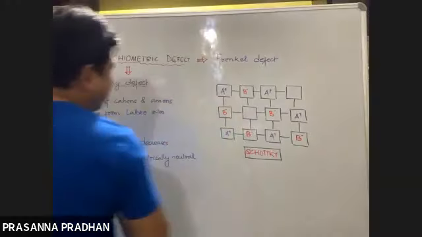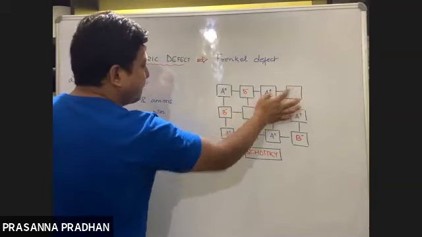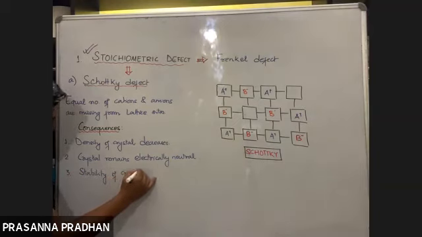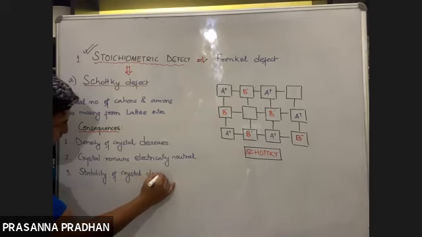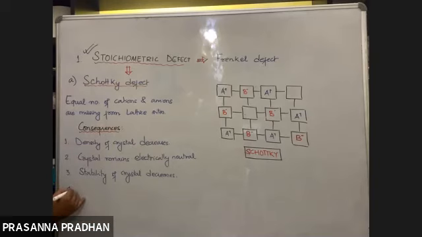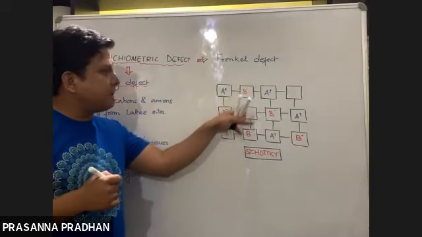Fine. The third one is, here a hole is being created, a void is being created, empty space is being created. So due to this empty space, what will happen? The stability of the crystal decreases. And now, holes are being created here.